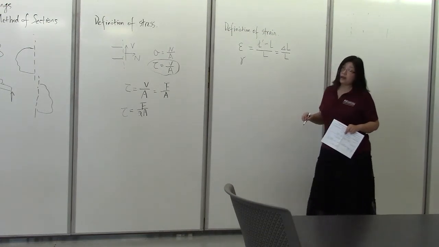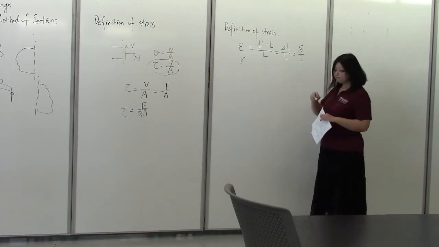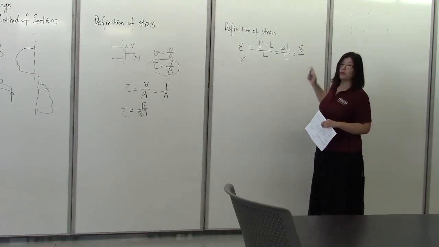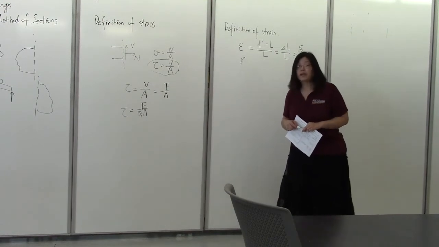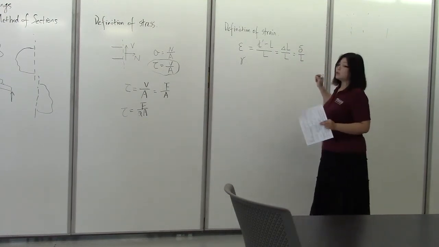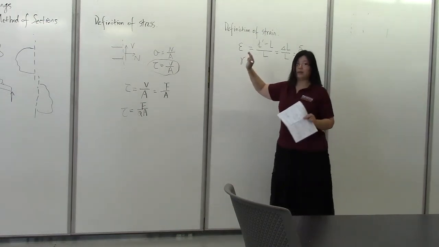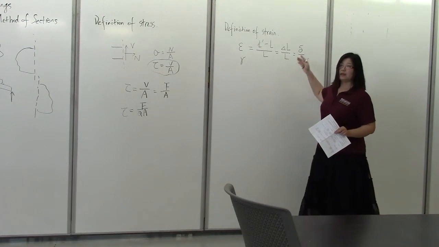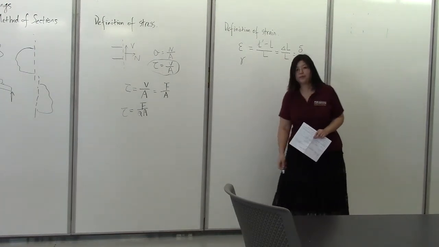And this change of length sometimes is denoted using a single delta. So change of length per unit original length, that is normal strain. It is a dimensionless quantity because we have length over length. So don't confuse a change of length with strain. Okay, there are different quantities. One of them is in terms of length, the other one is dimensionless.